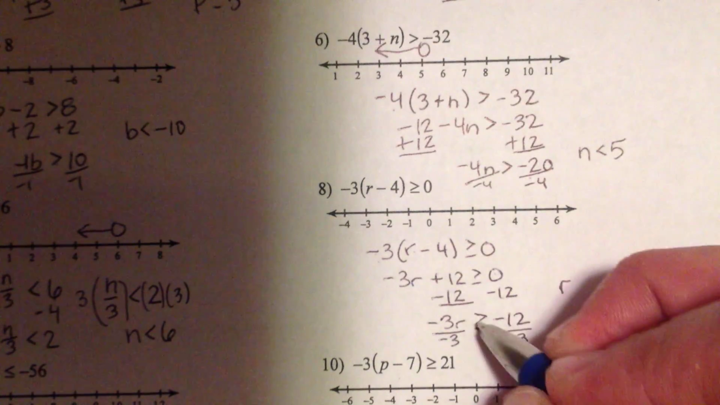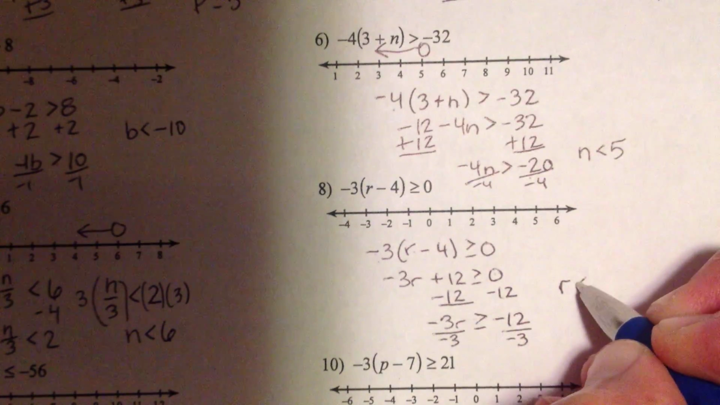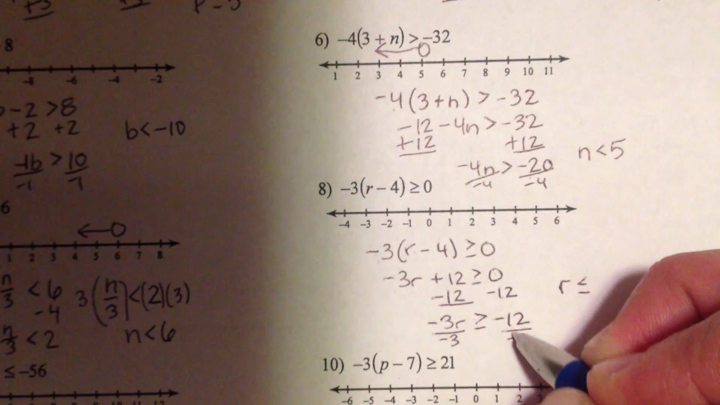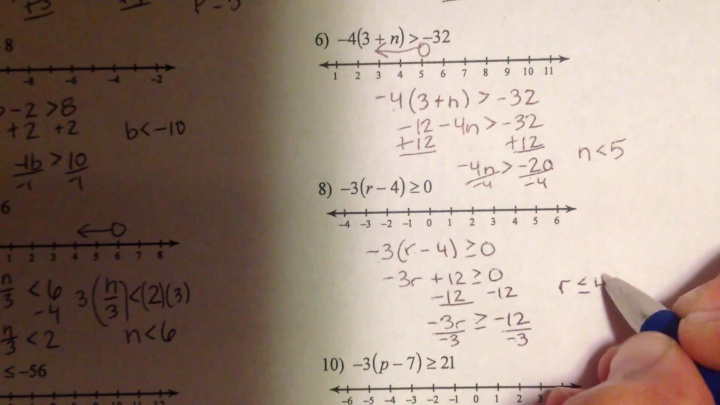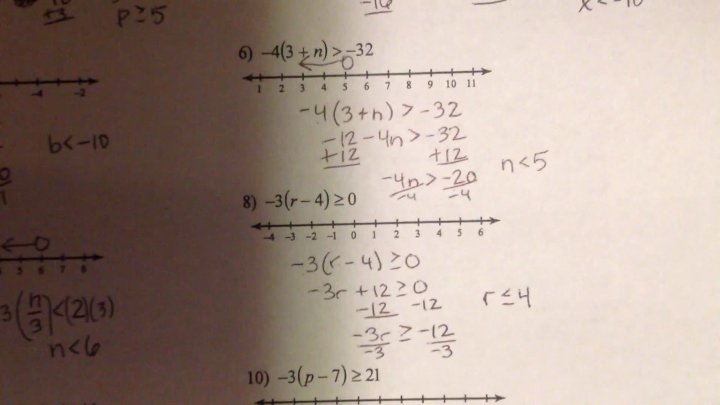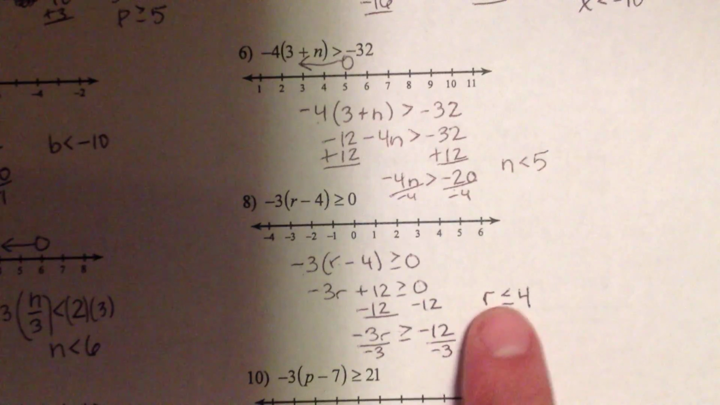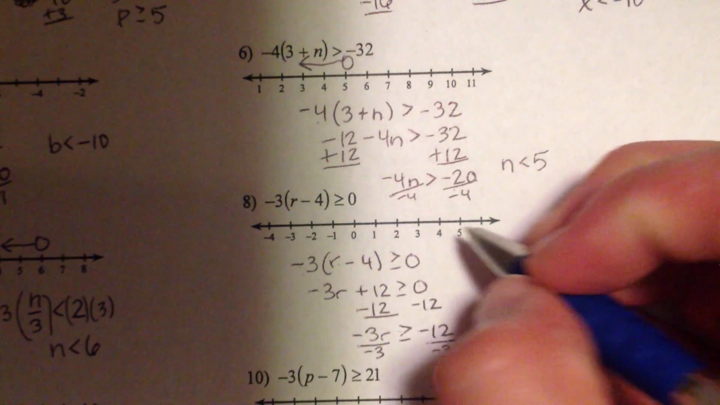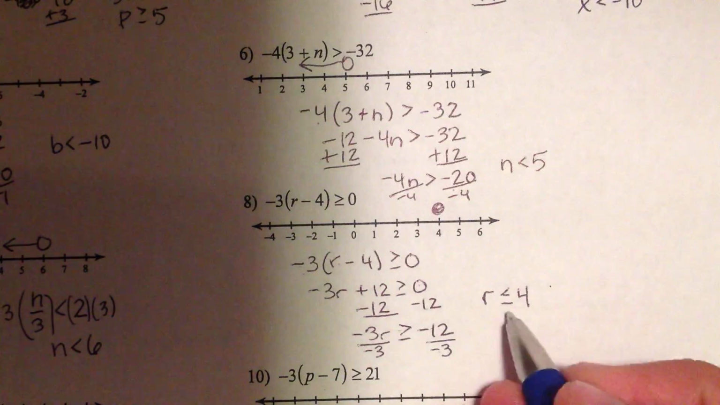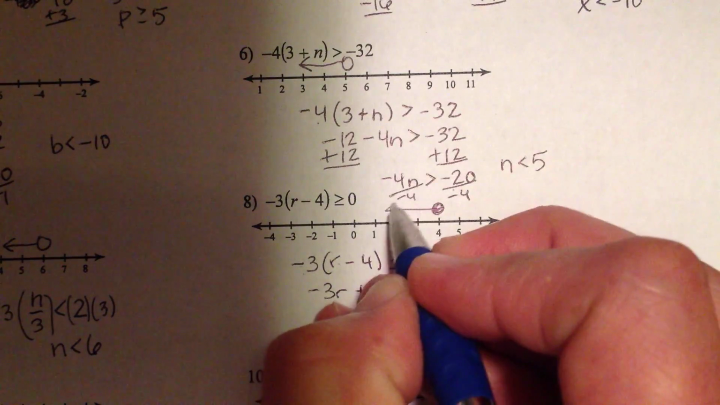So now I have r. My inequality flips from greater than to less than or equal to. Negative 12 divided by negative 3 is a positive 4. So my variables on the left, I have less than or equal to, so that gets a closed circle. And since it's less than, I'm heading to the left.